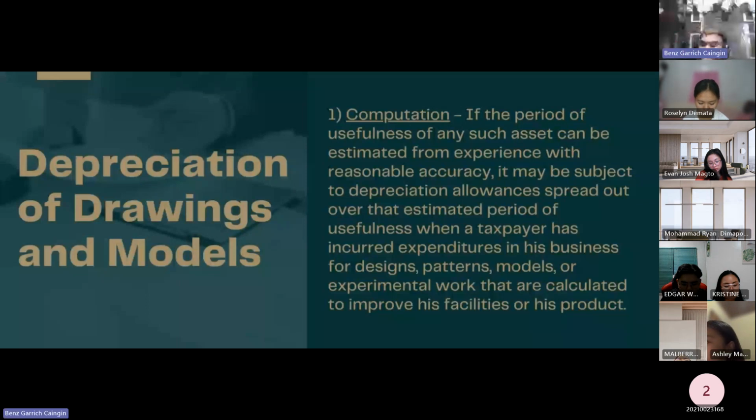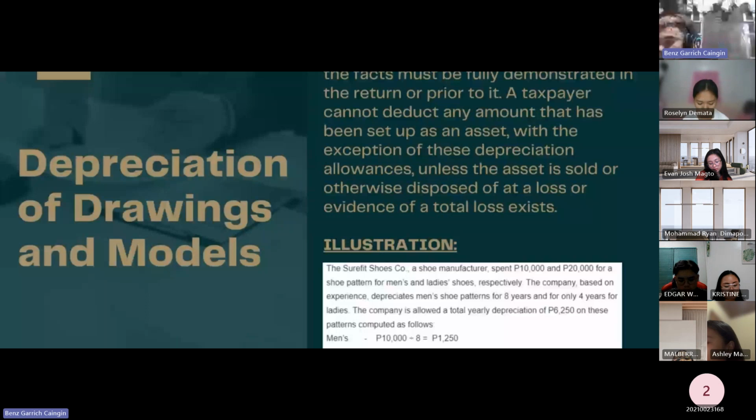Second is the proof. In order to satisfy the commissioner, the facts must be fully demonstrated in the return or prior to it. A taxpayer cannot deduct any amount that has been set up as an asset, with the exception of these depreciation allowances, unless the asset is sold or otherwise disposed of at a loss, or there is an evidence of a total loss.